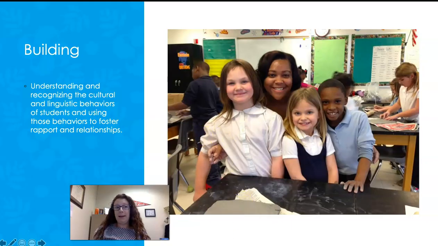Then we have building. Building is understanding and recognizing cultural and linguistic behaviors of students and using those behaviors to foster rapport and relationship. This is such a beautiful moment that you can have with your students. If your students are using cultural references from their home life, if that's Cajun culture, if that's from the country of origin that they're from, if it's from another region of the United States, or even a different region of Louisiana, what a wonderful opportunity for you to learn from your students.